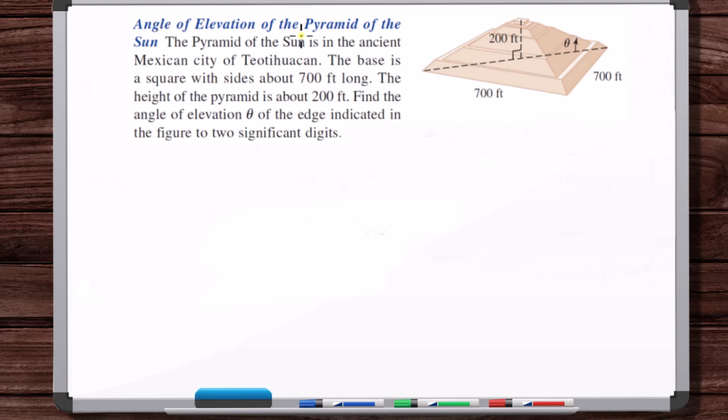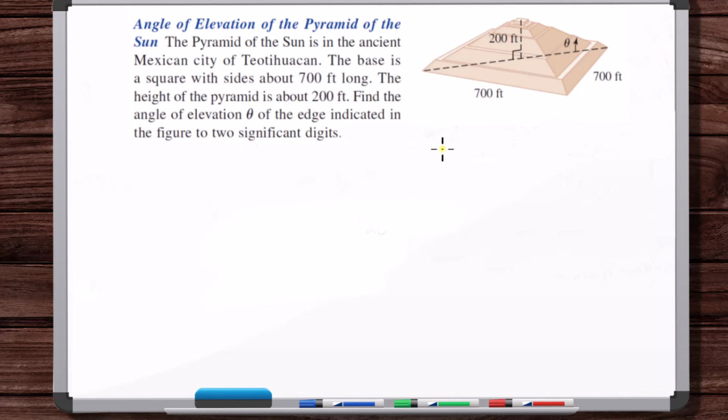Angle of elevation of the Pyramid of the Sun. The Pyramid of the Sun is in the ancient Mexican city of Teotihuacan. The base is a square with sides about 700 feet long. The height of the pyramid is about 200 feet. Find the angle of elevation of the edge indicated in the figure to two significant digits.